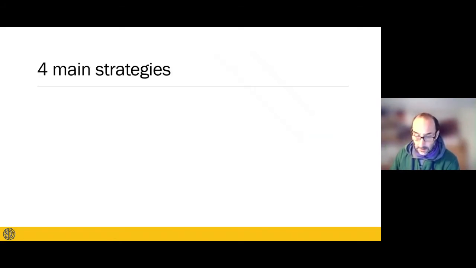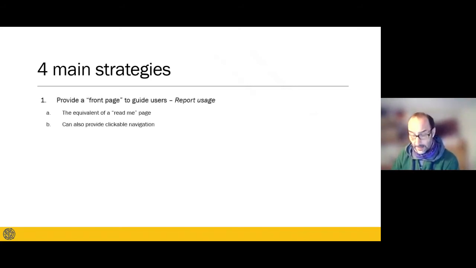So I've got four main things that I want to cover today, four main strategies, and we'll do them one by one as we go into the demo, and I'll leave some time to talk about fancy football at the end. But main strategy number one is provide a front page to guide users. And I put this under report usage: how do I use this report?